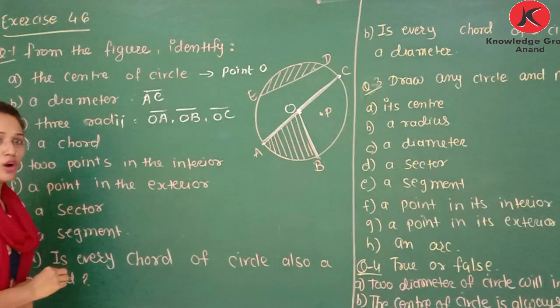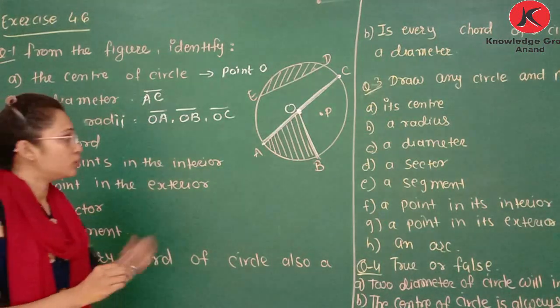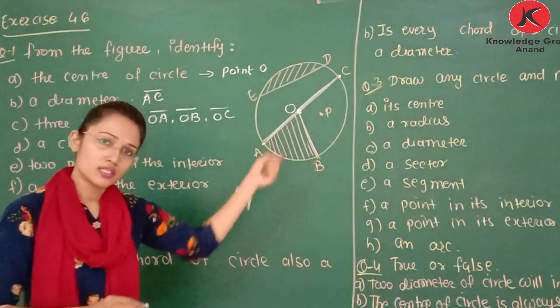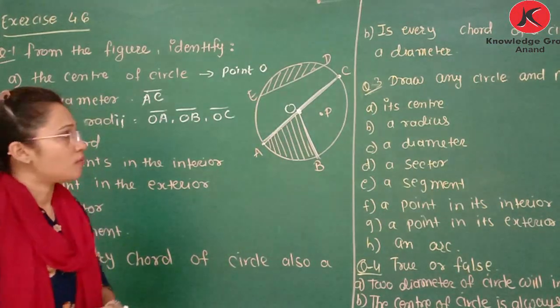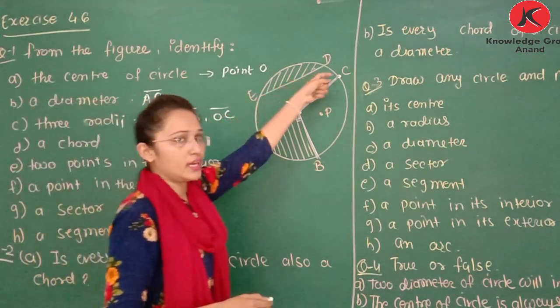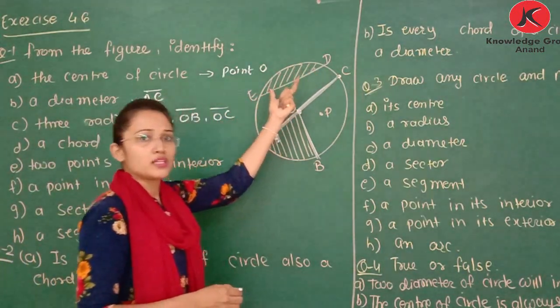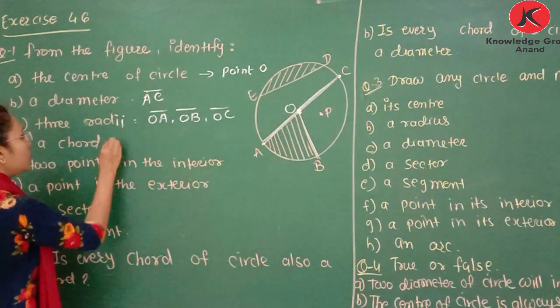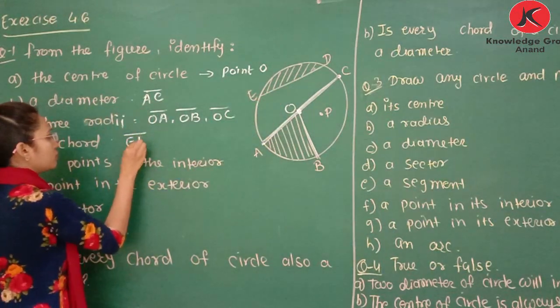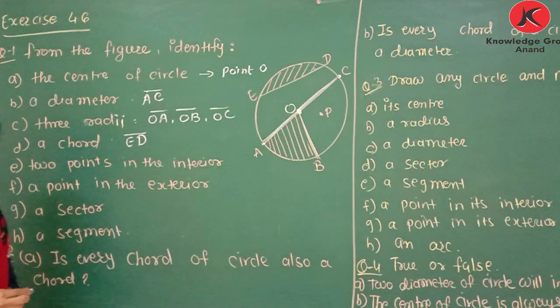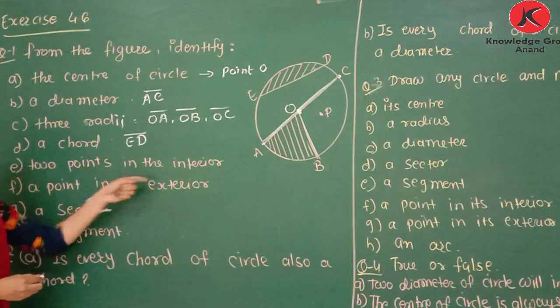A chord. Chord means it is, you can consider AC because diameter is also chord. Or you can consider ED, that are 2 points on the circle. Chord is ED. Clear? 2 points in the interior.